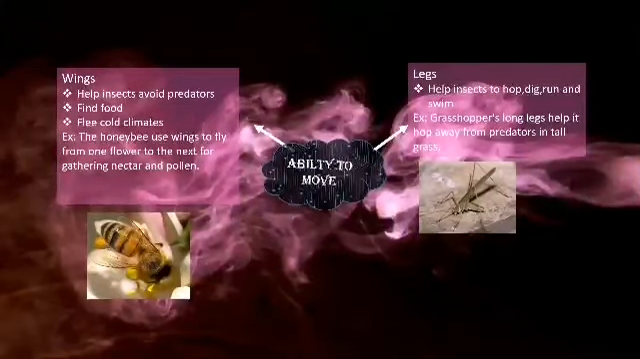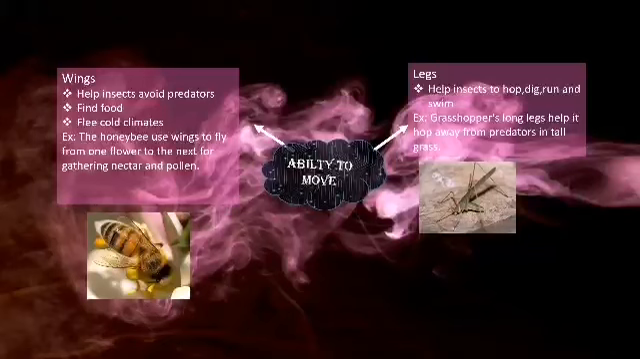The ability to move of the insects: wings. Wings are an adaptation enjoyed by many insects. Wings help insects to avoid predators, find food, and flee cold climates. For example, the honeybee uses its wings to fly from one flower to the next as it gathers pollen and nectar, while the wings of the delicate-looking butterfly have adapted to allow it to fly south thousands of miles to avoid the cold northern winters.